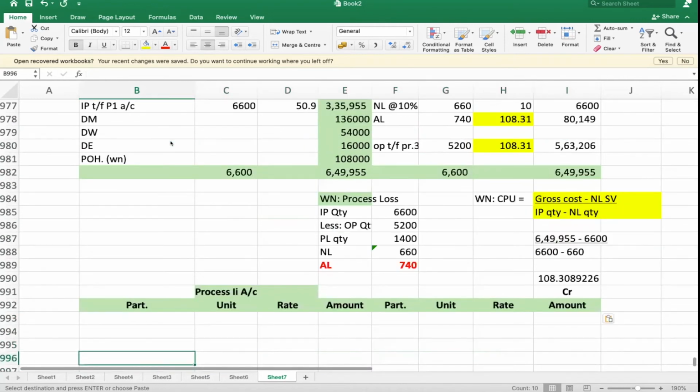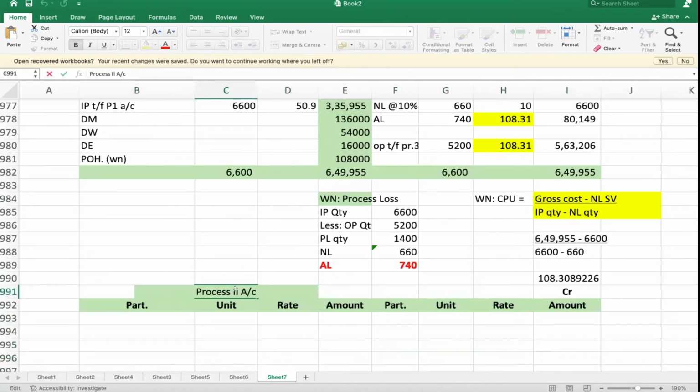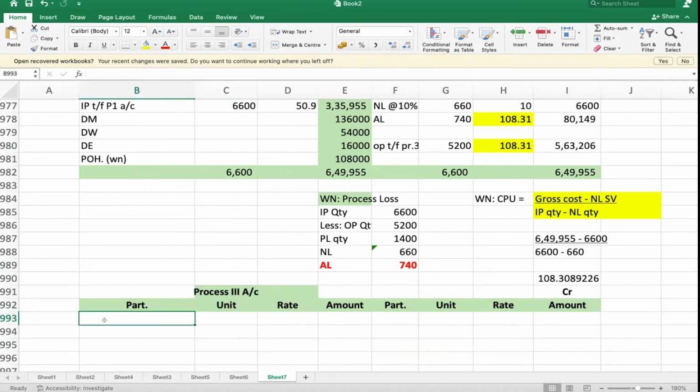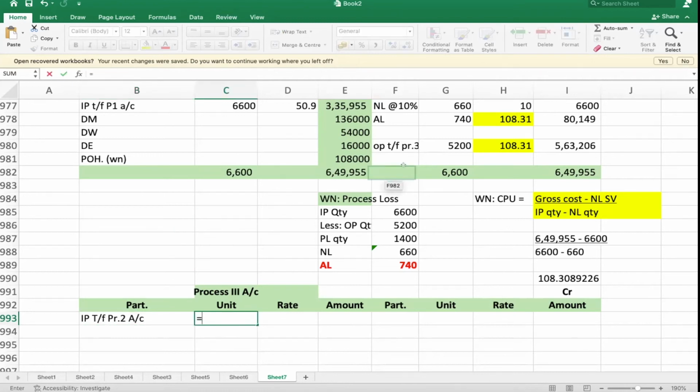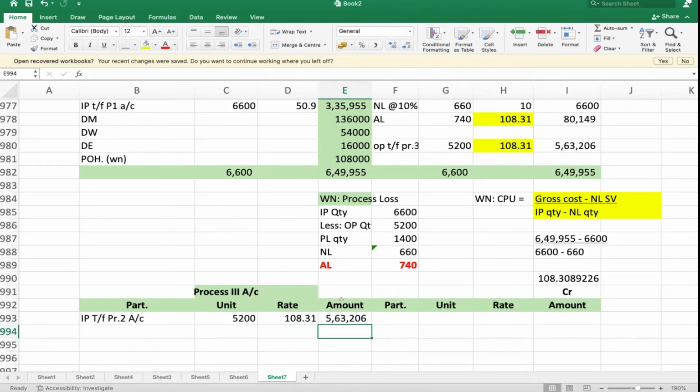Then we have to go for process 3 account. With respect to process 3, same format only. Input transferred from process 2 account. Am I right? How much input transferred from process 2? Units 5,200, rate 108.31. And the amount column, we can copy this.